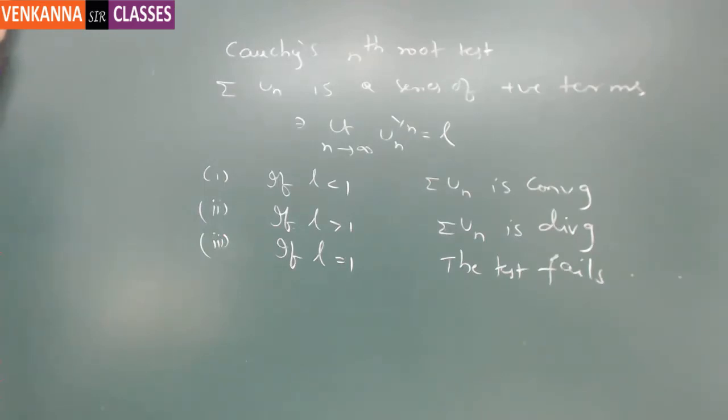So the nth root test says that if you have a series of positive terms, for the nth term, you take the nth root and apply the limit. If the limit is less than 1, it is convergent. If the limit is greater than 1, it is divergent. And limit equal to 1, this test is not useful. You cannot say whether it is convergent or divergent. Okay? Is it fine?